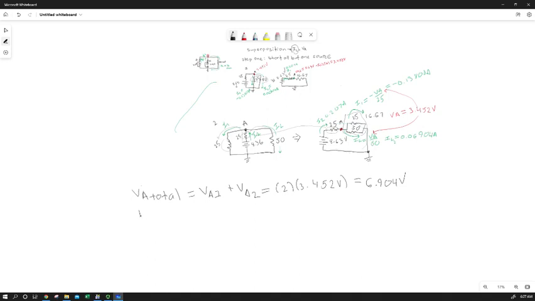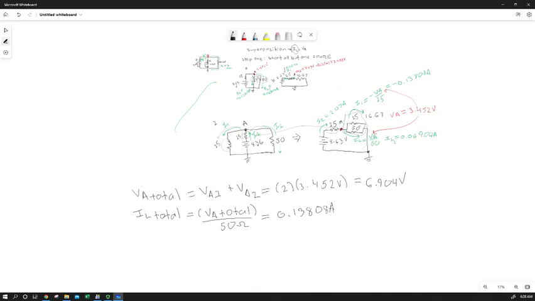Now, if we wanted to calculate an I load total, we could apply Ohm's law to the VA total and divide it by the load resistance, 50 ohms. So let's see what we get from that. We'll have 6.904, 50 divide, and we get 0.13808. Boy, that's a familiar looking number, amps.